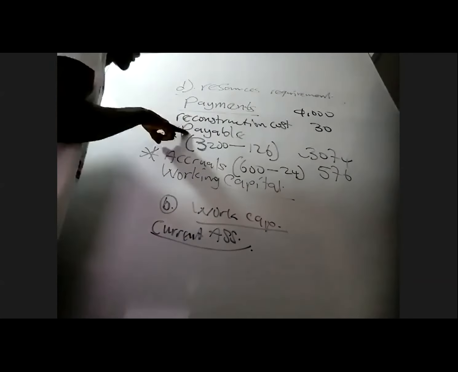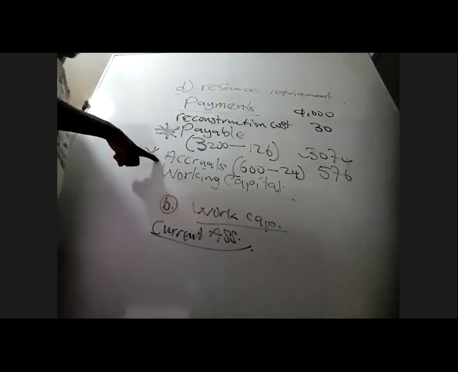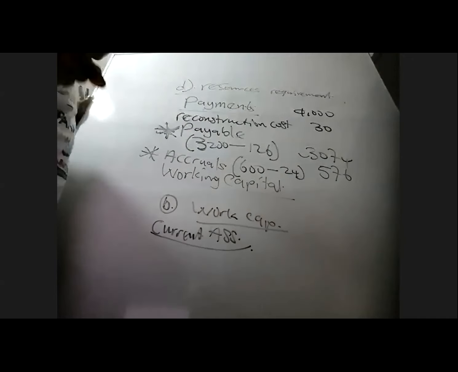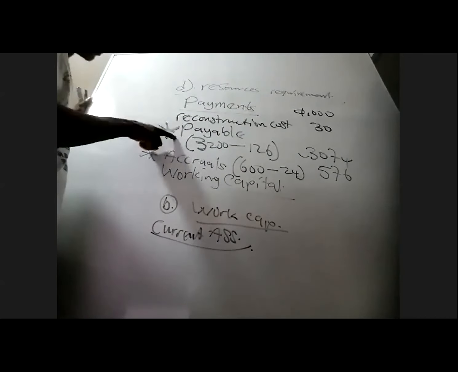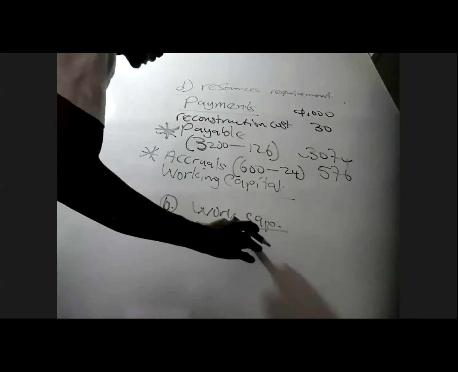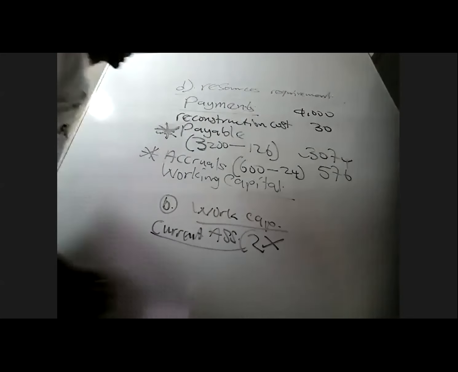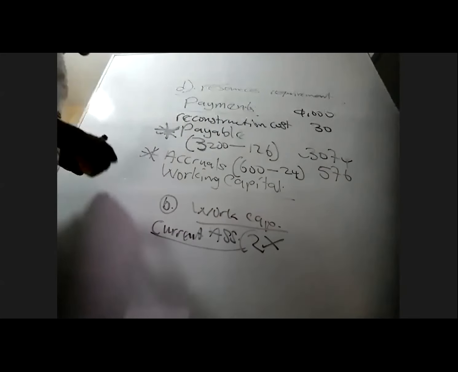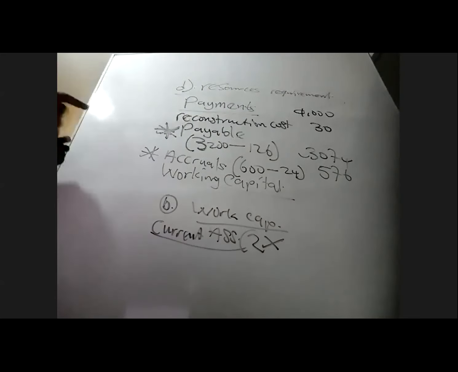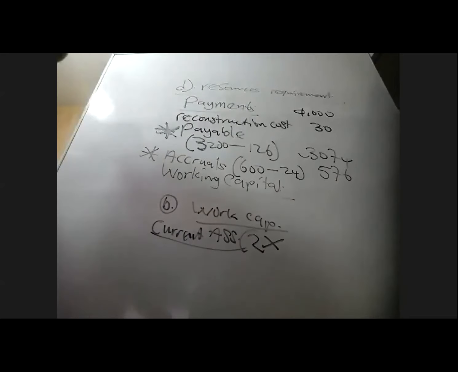Why? Because the payables, you have exhausted it. Accruals, you have exhausted it. Good. So if you have not exhausted your payable, you have to add it. So the total current asset will be two times the current liability. It means that the total current asset must be twice the current liability. And you list all of them.